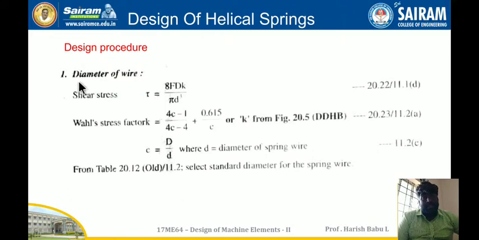In the design procedure, the first step is the diameter of the wire. The shear stress tau is equal to 8FDK divided by pi d cube, where K is the Wahl's stress factor, (4C minus 1) divided by (4C minus 4) plus 0.615 by C, or K you can take from figure 20.5 from the data handbook. C is given by capital D by small d, where small d is the diameter of the spring wire. From table 20.12, select the standard diameter of the spring wire. Once the d value is known, select a standard value from table 20.12.